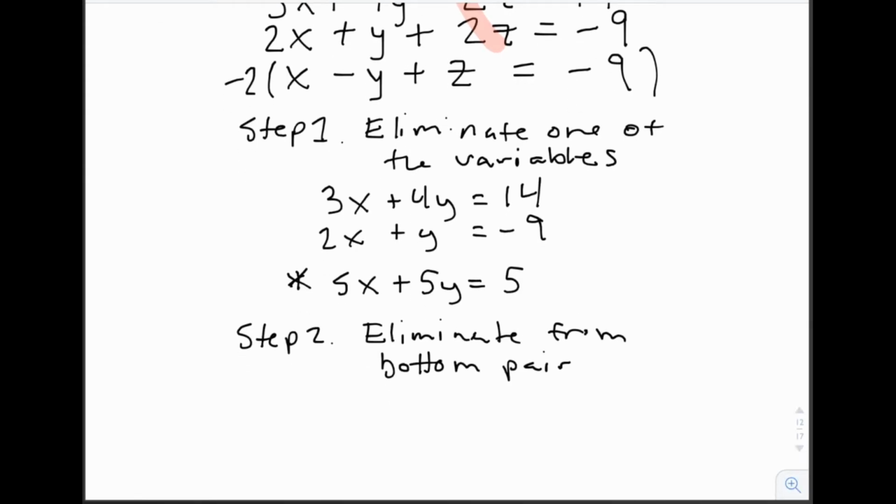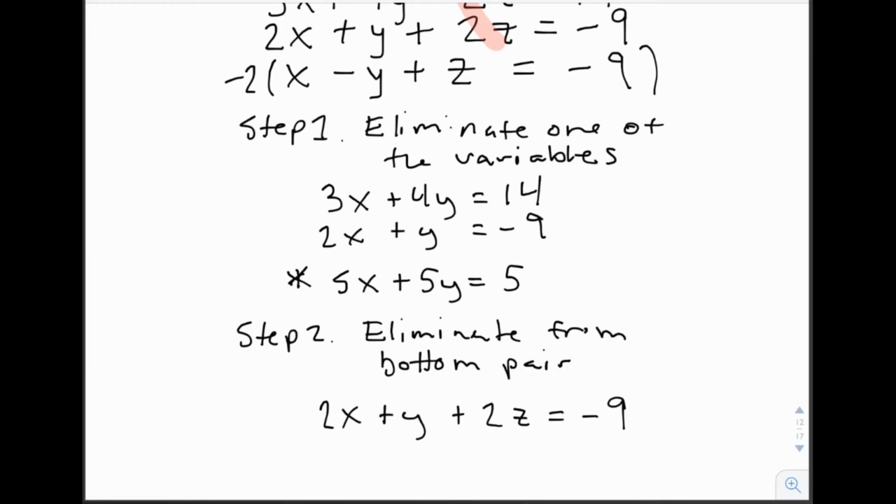I'm going to rewrite the one above it. Okay, and again, we're trying to eliminate those z's. So this will give us, in this case, a -2x, and then the -2 times the -y will give me a +2y. And then finally, this -2 times the +z gets us the -2z, and that's all going to be equal to a +18.